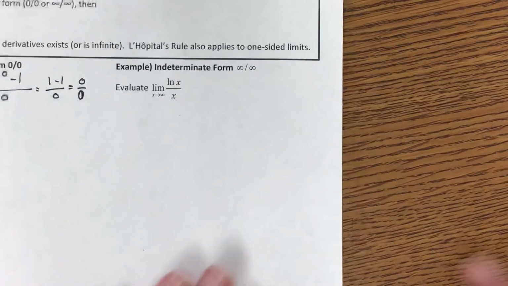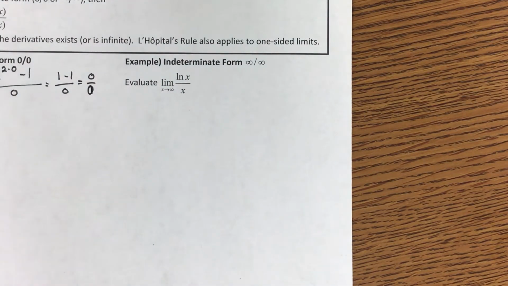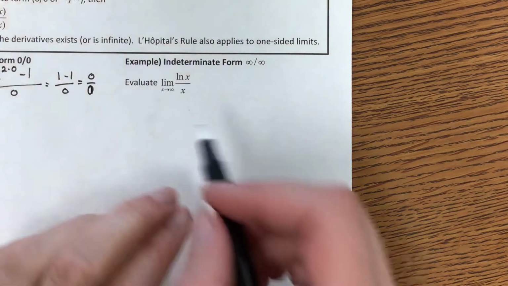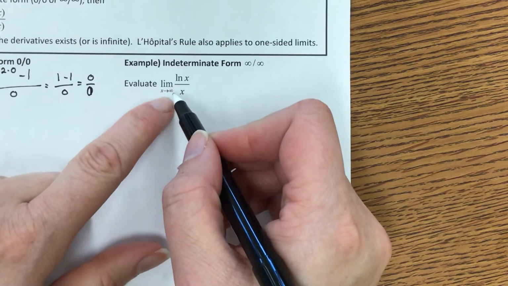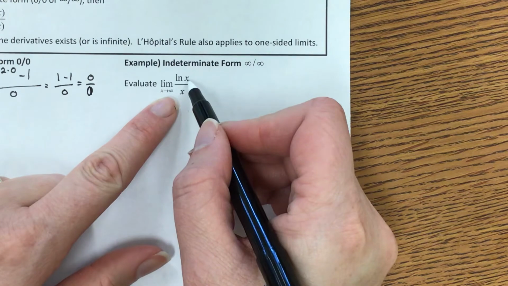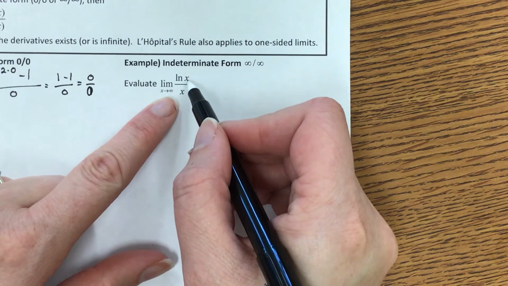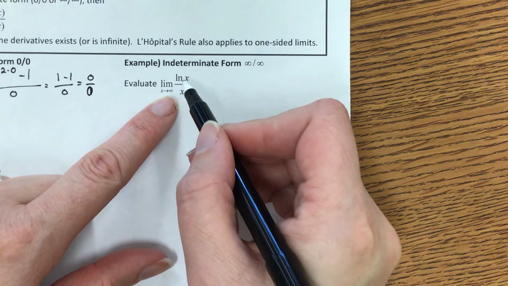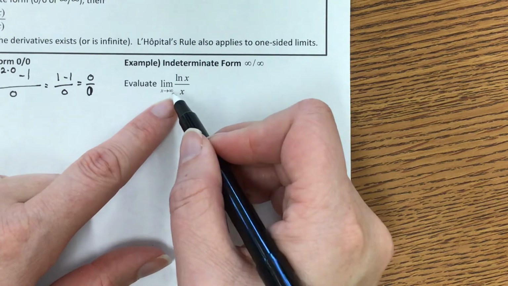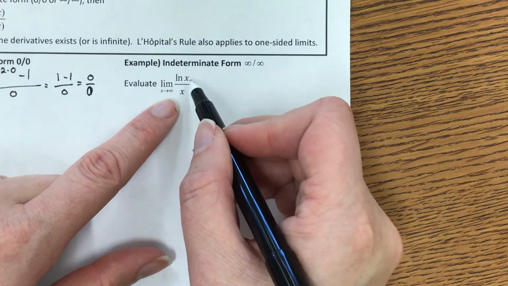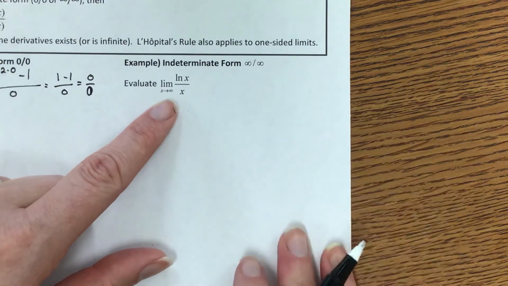Let's do another indeterminate form. This time we are getting infinity over infinity. Let's try it. Plug in x approaches infinity. Plug in an infinity here in your mind. Natural log of infinity. So this would be right end behavior of the natural log of x. What does that graph look like of the natural log of x?